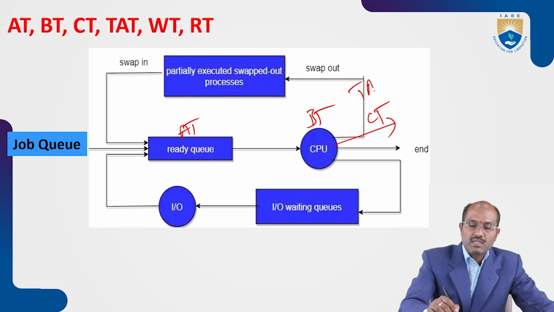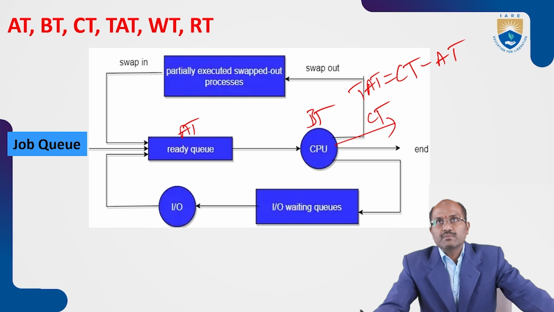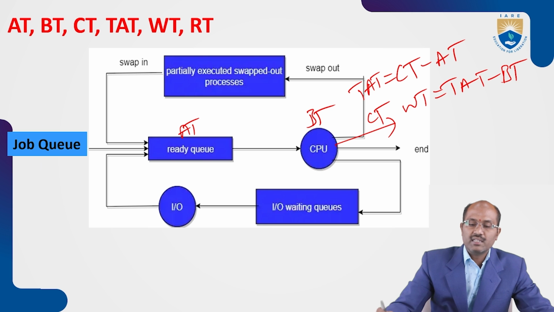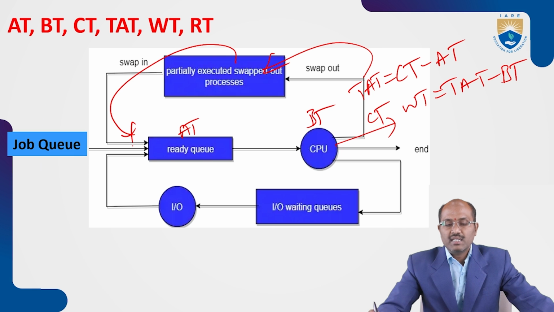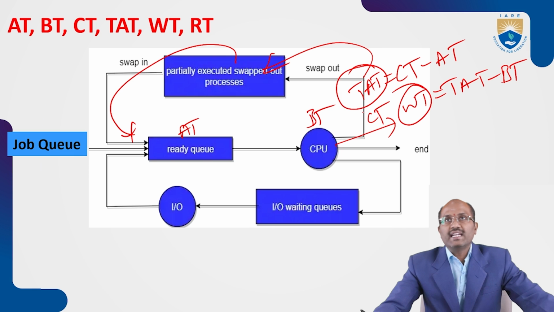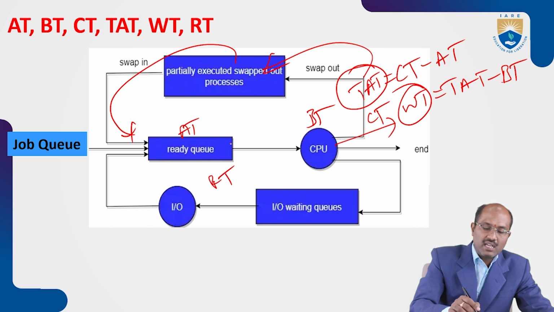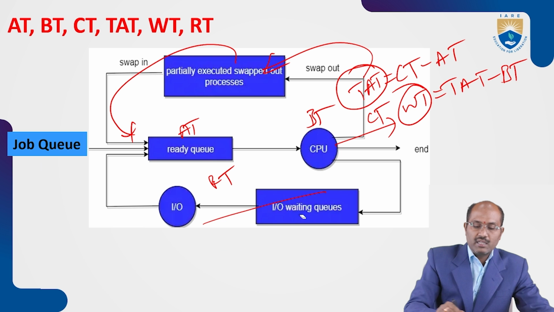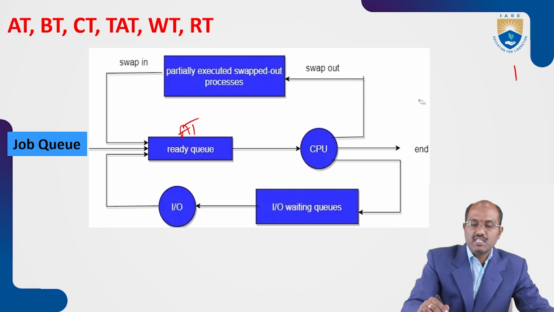Then turnaround time is calculated as completion time minus arrival time. Then we calculated waiting time, which is turnaround time minus burst time. This means the process is switched back, swapped out, and swapped in again. That's why these two, turnaround time and waiting time, come into the picture. Response time is calculated once the process arrives in the Gantt chart. So we calculated all these for the processes executing in the scheduling queues.